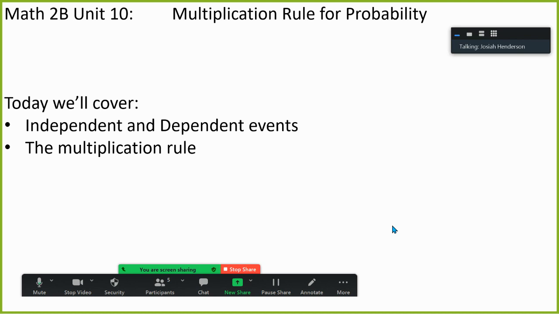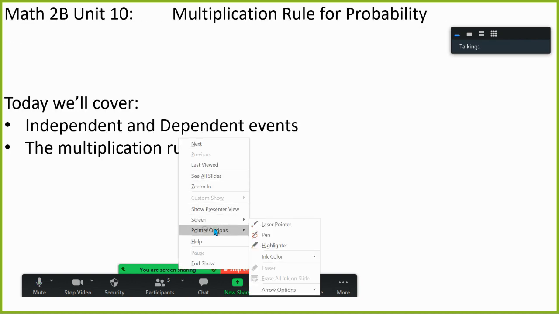The addition rule, using the addition rule for probability problems. And today we're going to add in what's called the multiplication rule. Oh, sorry, this says Unit 10, but that was last year. It's Unit 9.